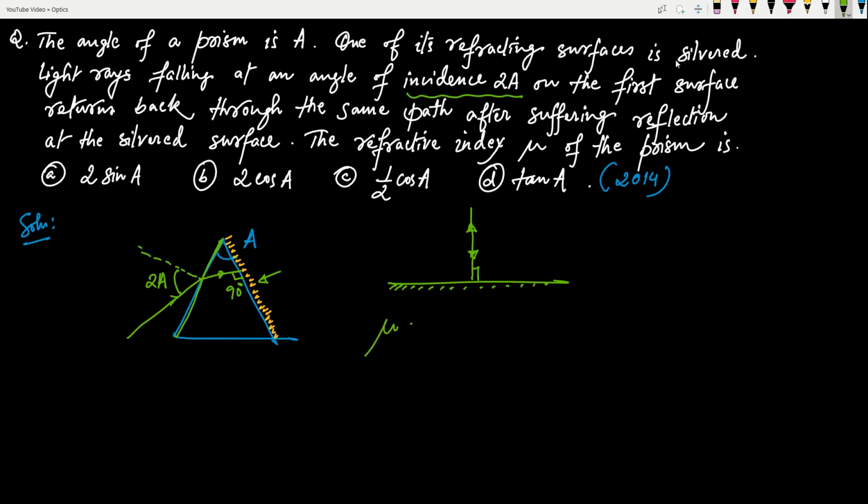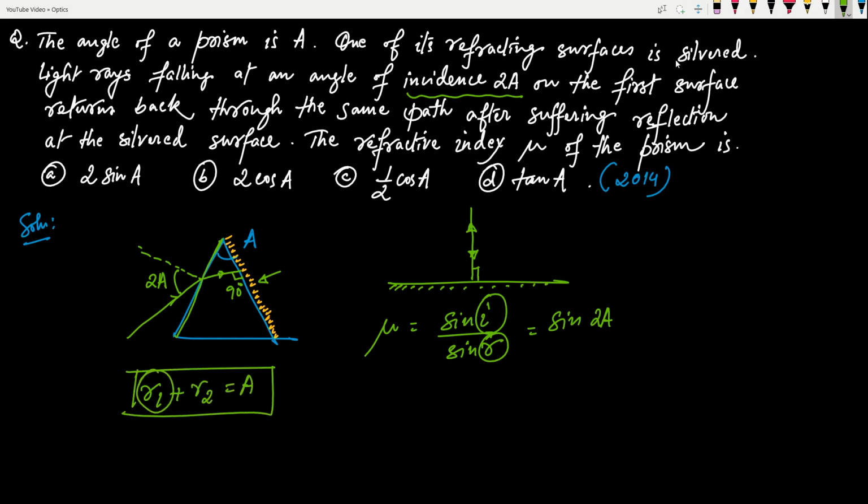We know the refractive index is given by sin I by sin R, where I is the angle of incidence and R is the angle of refraction. We know that the angle of incidence is given as 2A, but what is the angle of refraction? Is there any relationship between R and A? Absolutely, we learned just a few moments ago that R1 plus R2 is equal to A. This is the refraction angle at the first surface and this is the refraction angle at the second surface. Now we need R1 to find the refractive index. Now what is R2?